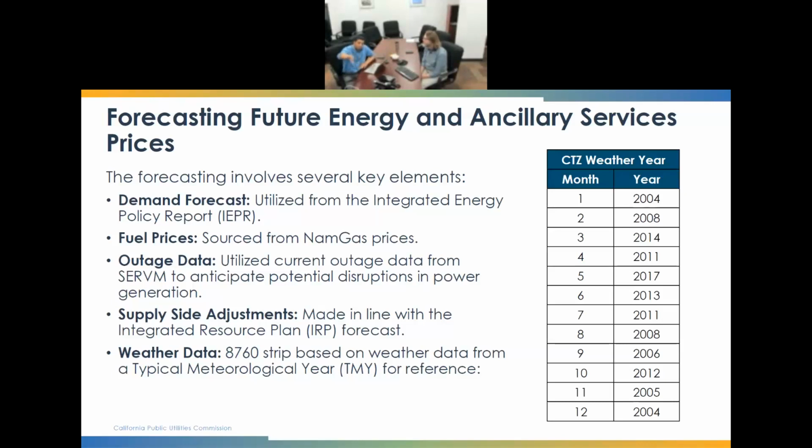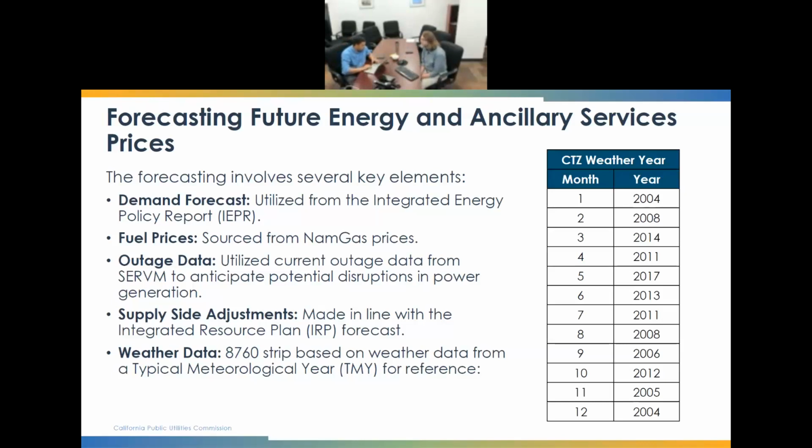And the table on the right shows the reference for how we assemble those prices. So, for example, we use the weather year 2004 to get the data for January, the first month, and then we continue until we assemble the 8760 strip of the price.